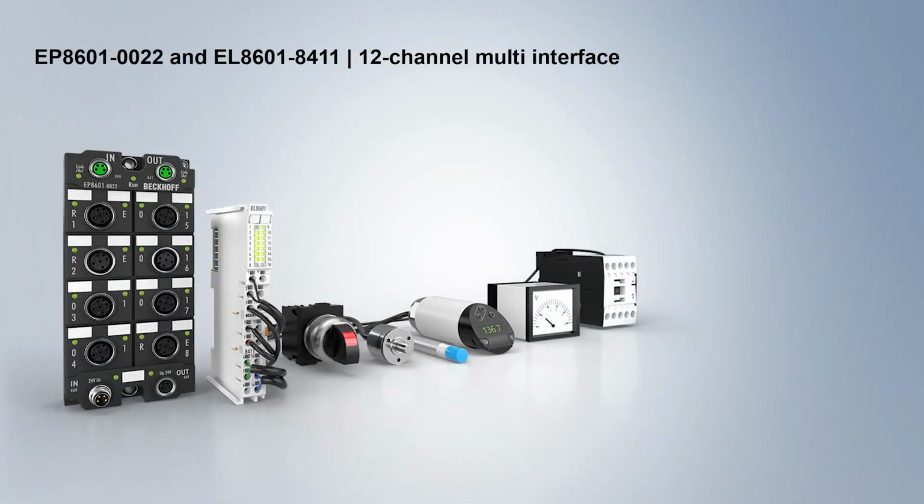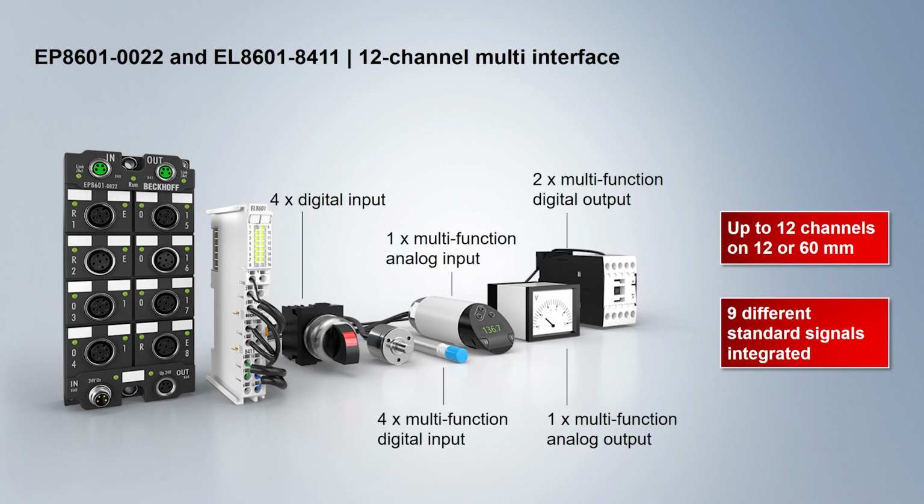The 12-channel multi-interface product supports 9 different signals. These are split into 5 signal groups. So we have one group of digital inputs, but also multifunctional digital inputs and outputs are available. Furthermore, analog signals are supported with one analog input and also one analog output. Based on the combinations, up to 12 signal connections are possible.